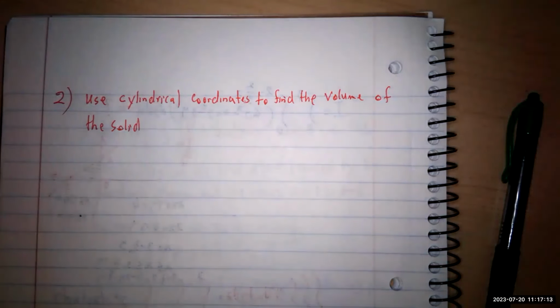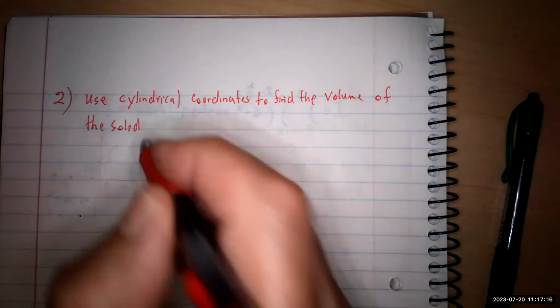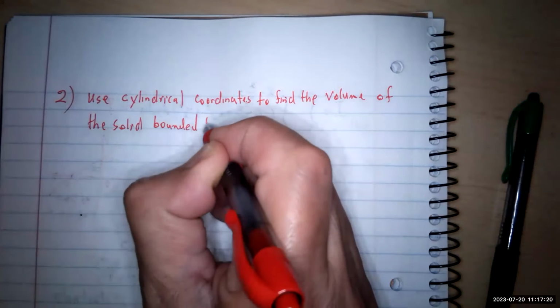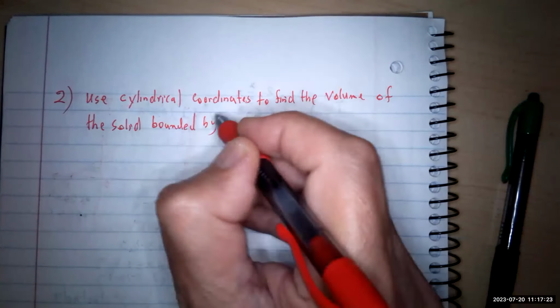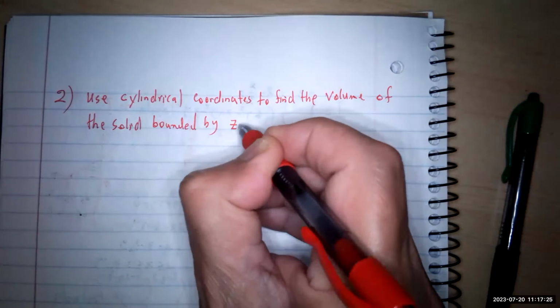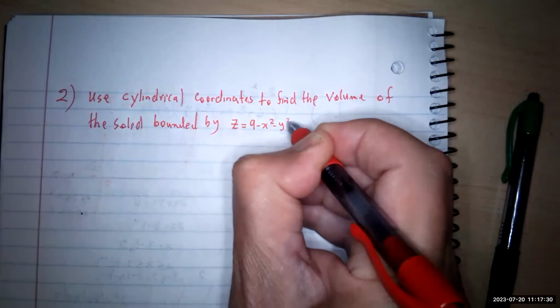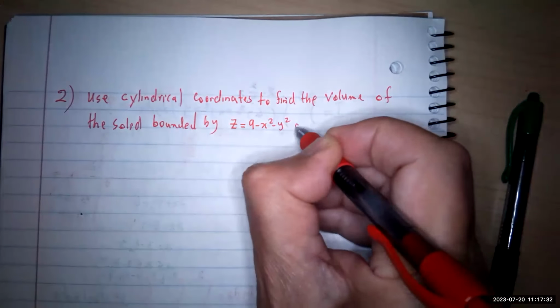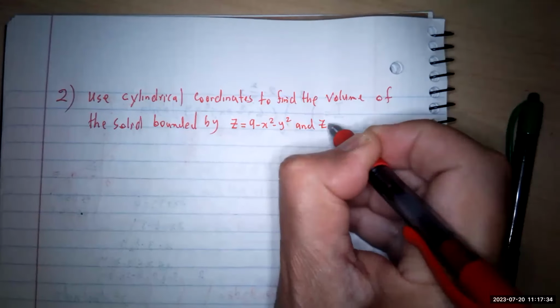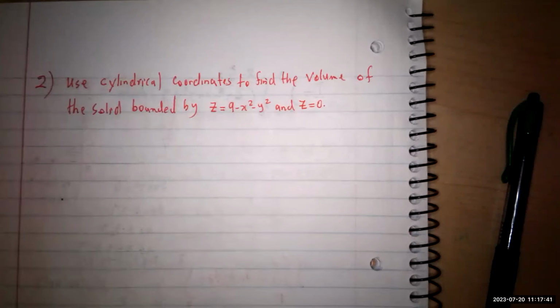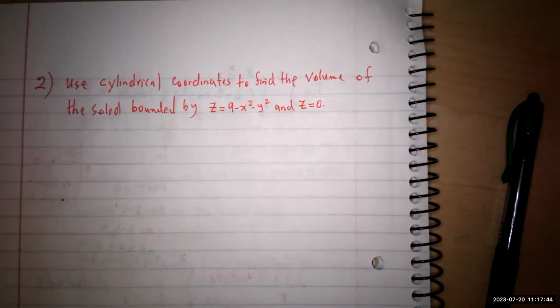To find the volume of the solid bounded by z equal to 9 minus x squared minus y squared and z equal to 0. That's it, an easy structure. They give you the instruction to use cylindrical coordinates.